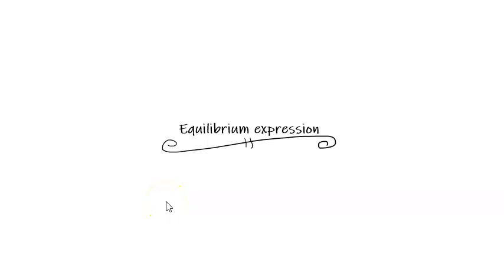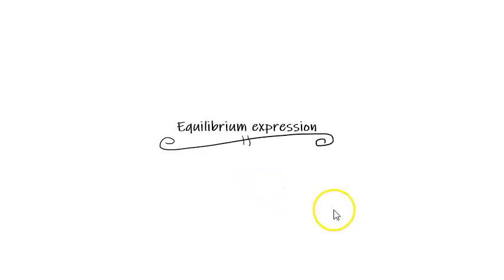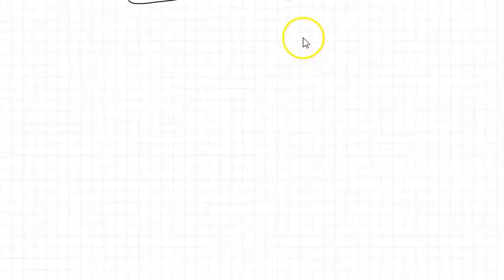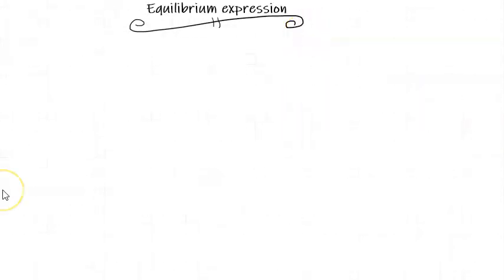Kia ora tātou. In this video we will look at the equilibrium expression. The equilibrium expression is the equation that we use to work out the equilibrium constant. So let's go back to our old equation.